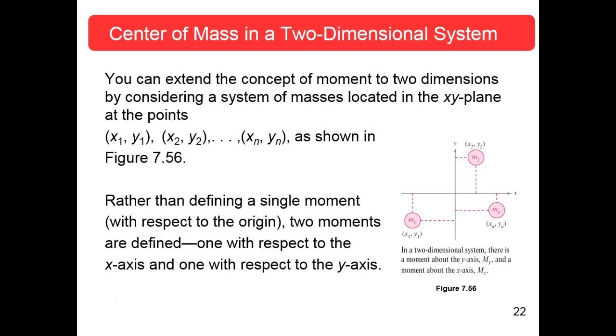The moment with respect to the x-axis is your mass times the distance from the x-axis, which is your y value. So just remember, in a two-dimensional system, there's a moment about the y-axis, which we call m sub y, and a moment about the x-axis, m sub x. M sub y is the product of your mass times your x displacement, the distance from the y-axis. It seems a little backward, but if you think about it, it's got to be that.